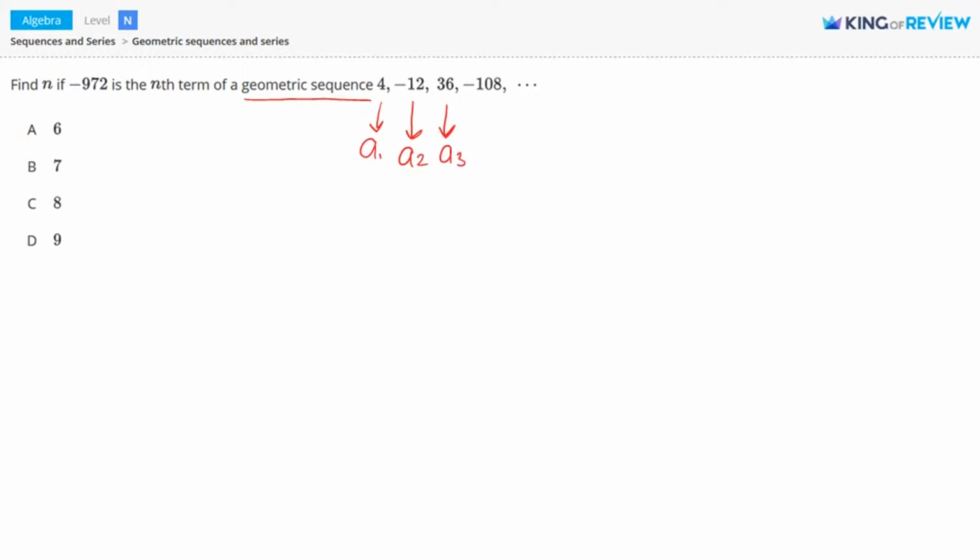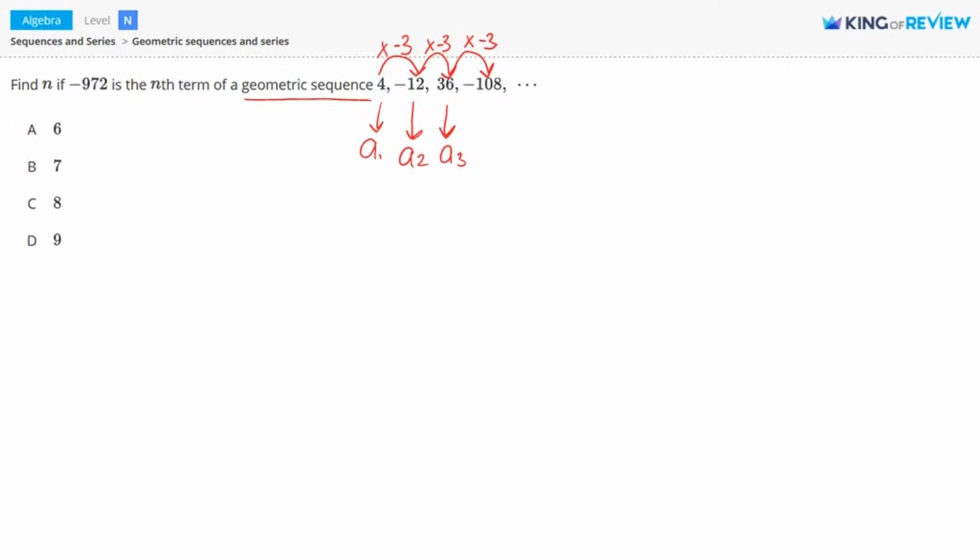So how do we get from 4 to negative 12? Well, we can multiply by a negative 3. 4 times negative 3 gives us negative 12. And how do we get from negative 12 to 36? Again, we multiply by negative 3. So you can see a pattern here. To get from 36 to negative 108, we multiply by negative 3.